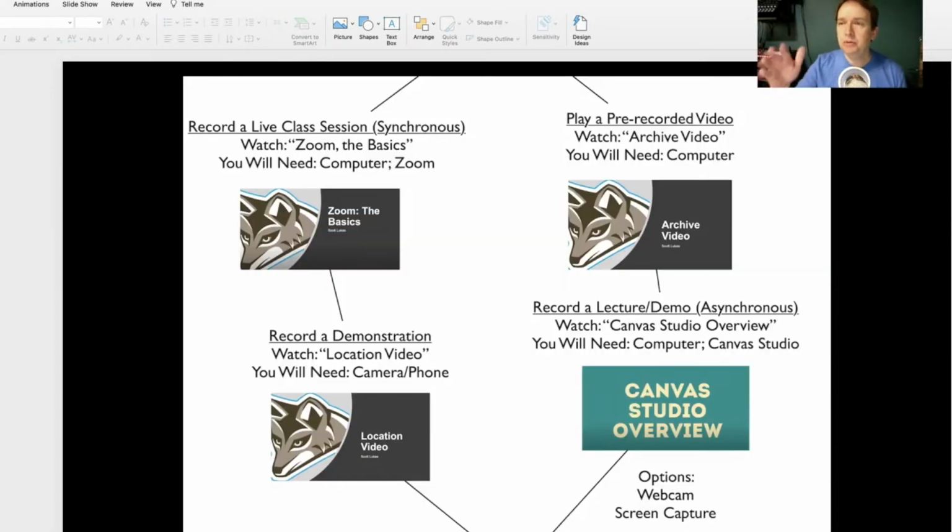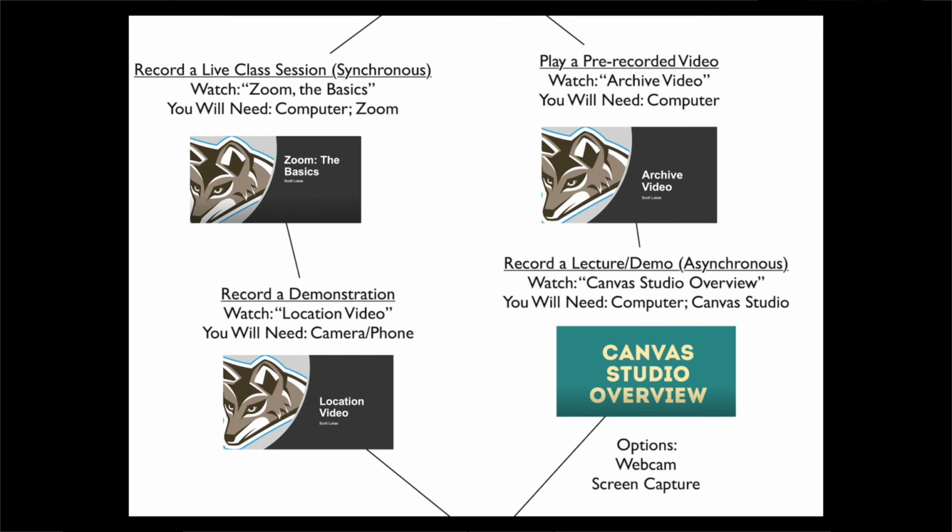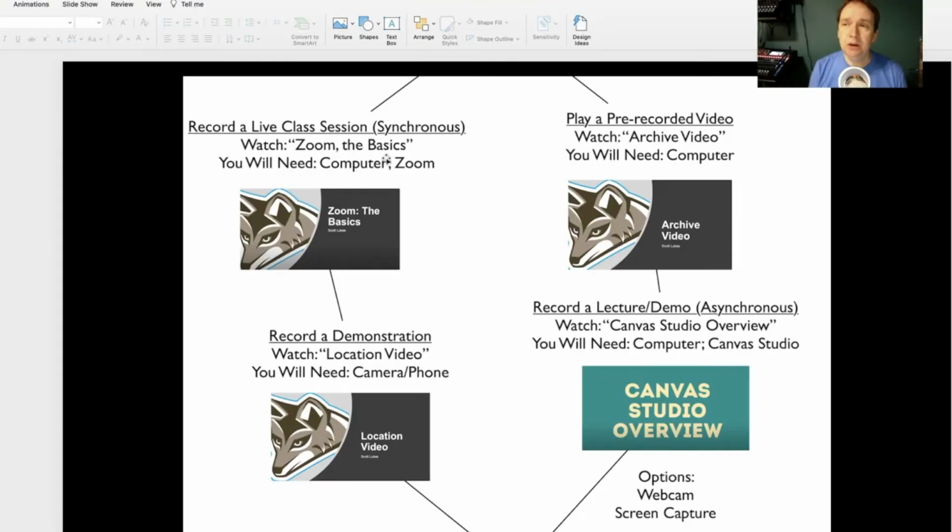Let me just go through the 4 scenarios here, and then I can guide you in terms of which of these videos might be best for you to understand and learn the technology. So if you want to record a live class session, which is synchronous, I really recommend watching Zoom the Basics. And certainly to accomplish this, you'll need a computer and Zoom, which everyone has access to. In the Zoom video, I discuss how to get access using CCC Confer. So let me know. I can send you that link if you ever have troubles.